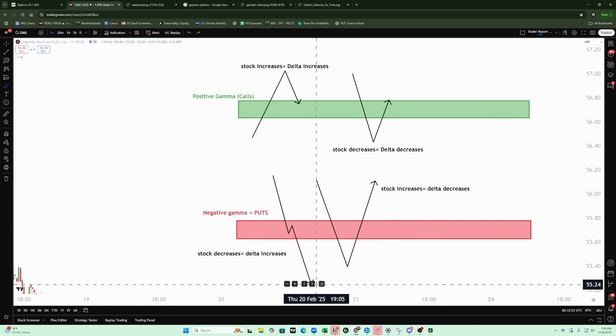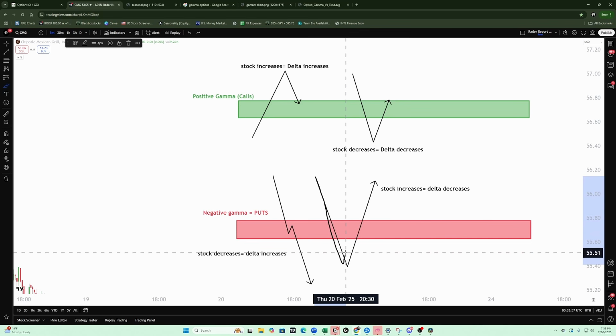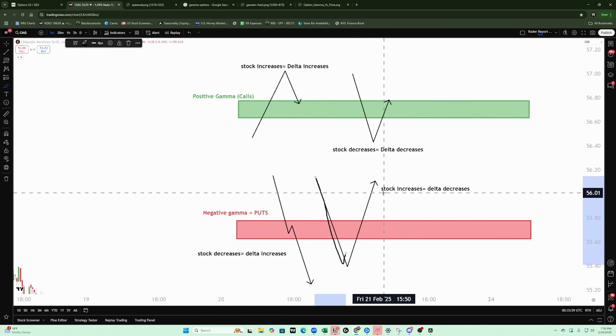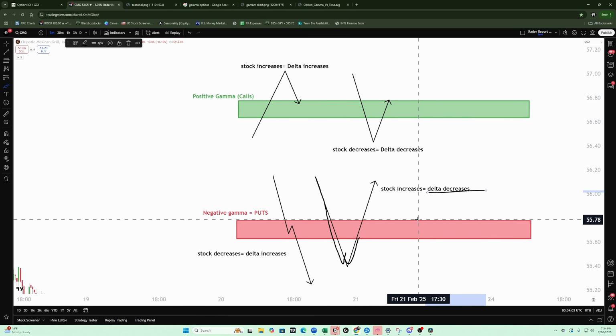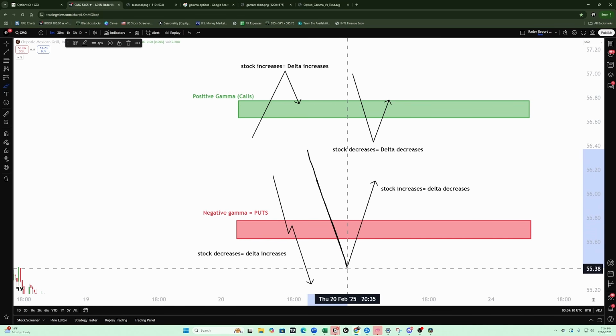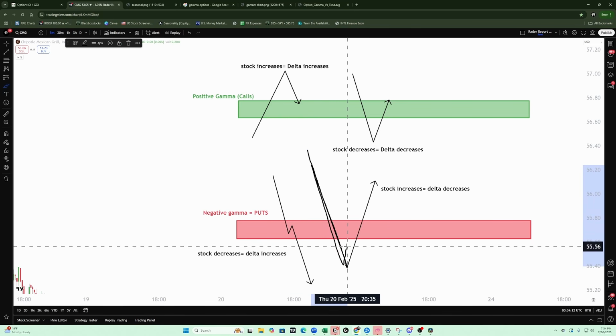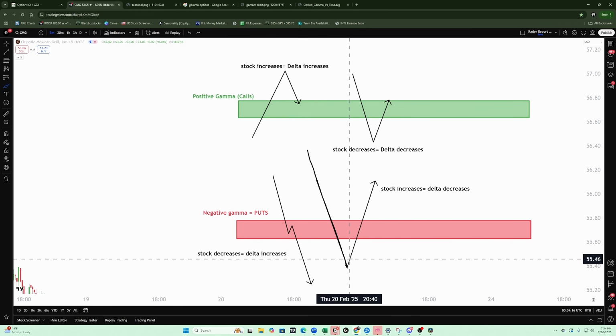Oftentimes, we think of put walls as support because, on any single little bounce, the stock starts to increase at or under this level. Well, guess what? The dealer's delta is decreasing, and that causes them to buy up shares. So typically, we think of this as more of a support area because when you do get down to there, any little increase, which you typically always get, is going to cause a major reaction to the upside.